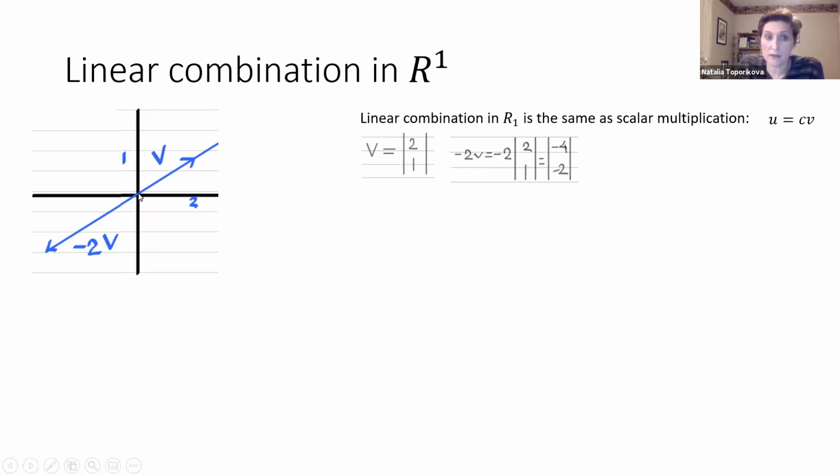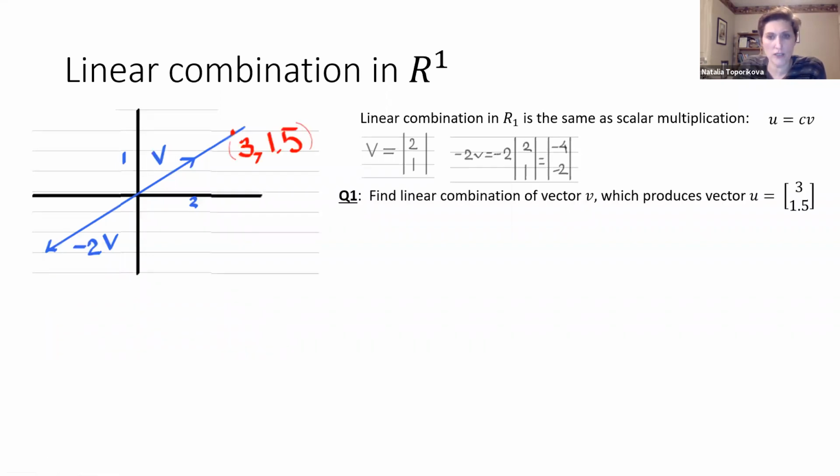We should get something which is twice longer and points in the opposite direction, which is what we have. But we also need to very carefully distribute -2 among the vector components, and we get the coordinates of this vector, which is (-4, -2). Wonderful, but you've probably done it, it's in the previous video. So let's do something a little bit more challenging.